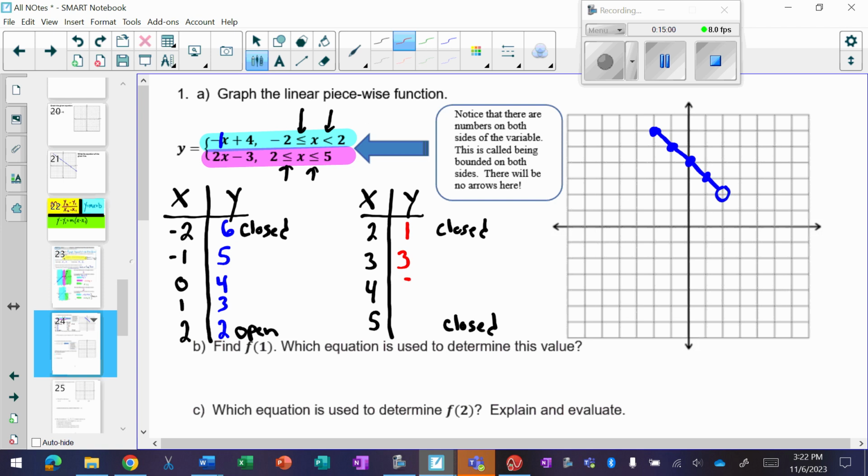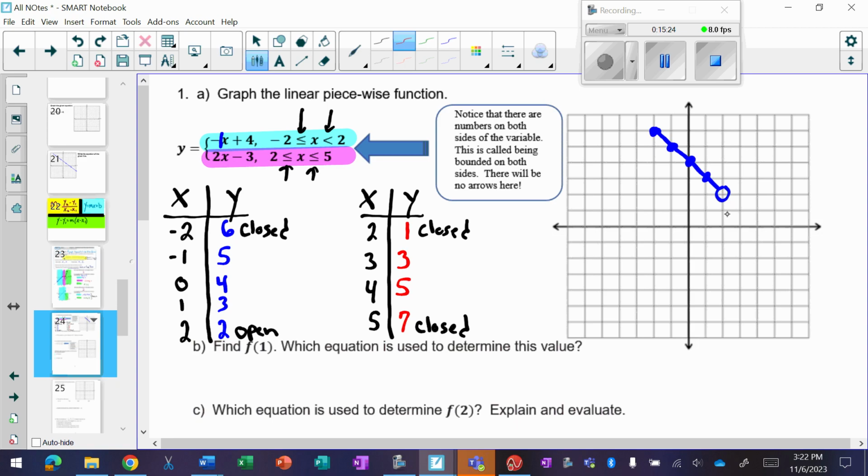And sometimes you'll see the pattern, and then you can figure out what the next number would be. But you should double check with your calculator. So the next one would be 7. So closed circle around 2, 1, closed circle around 5, 7, and connect the dots in between.